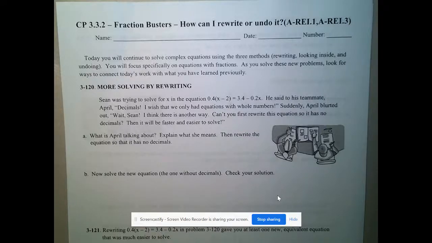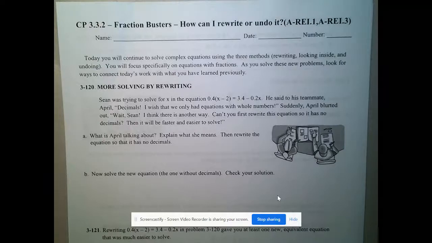So while I agree the title of 332 is a little dorky, fraction busters, the purpose really is to get rid of unfavorable numbers when you're solving an equation. And so these are sort of like little cheats almost for making an equation easier to work with. We're going to continue with different types of complex equations.